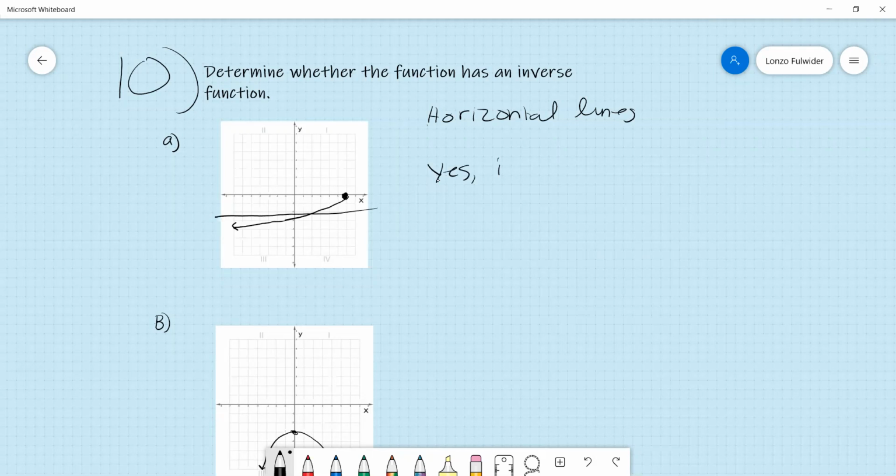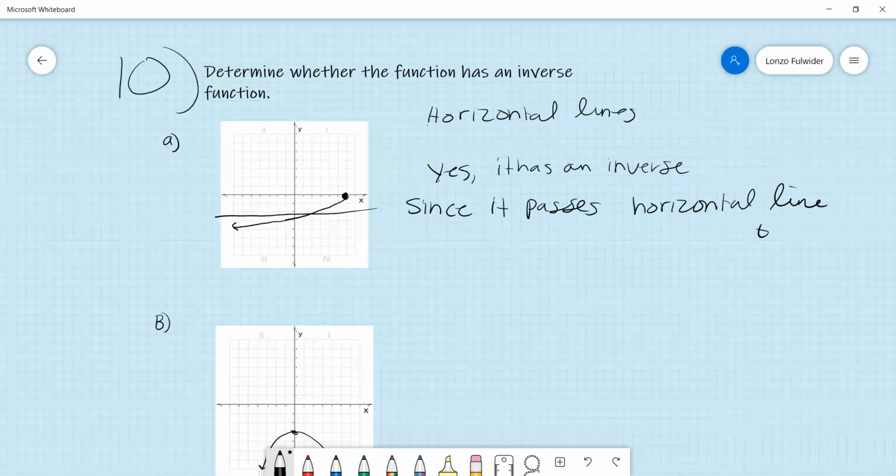it has an inverse, since it passes the horizontal line test. Okay. So yes, this one is a big yes.